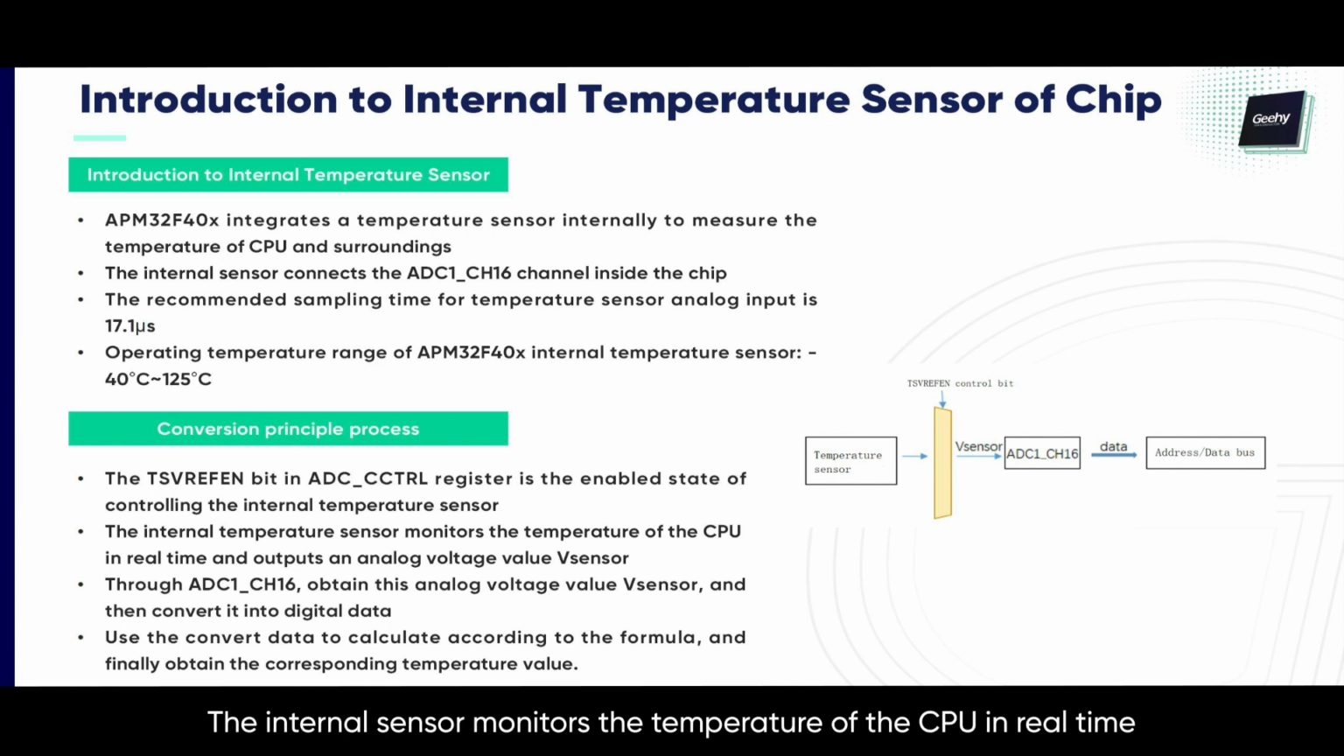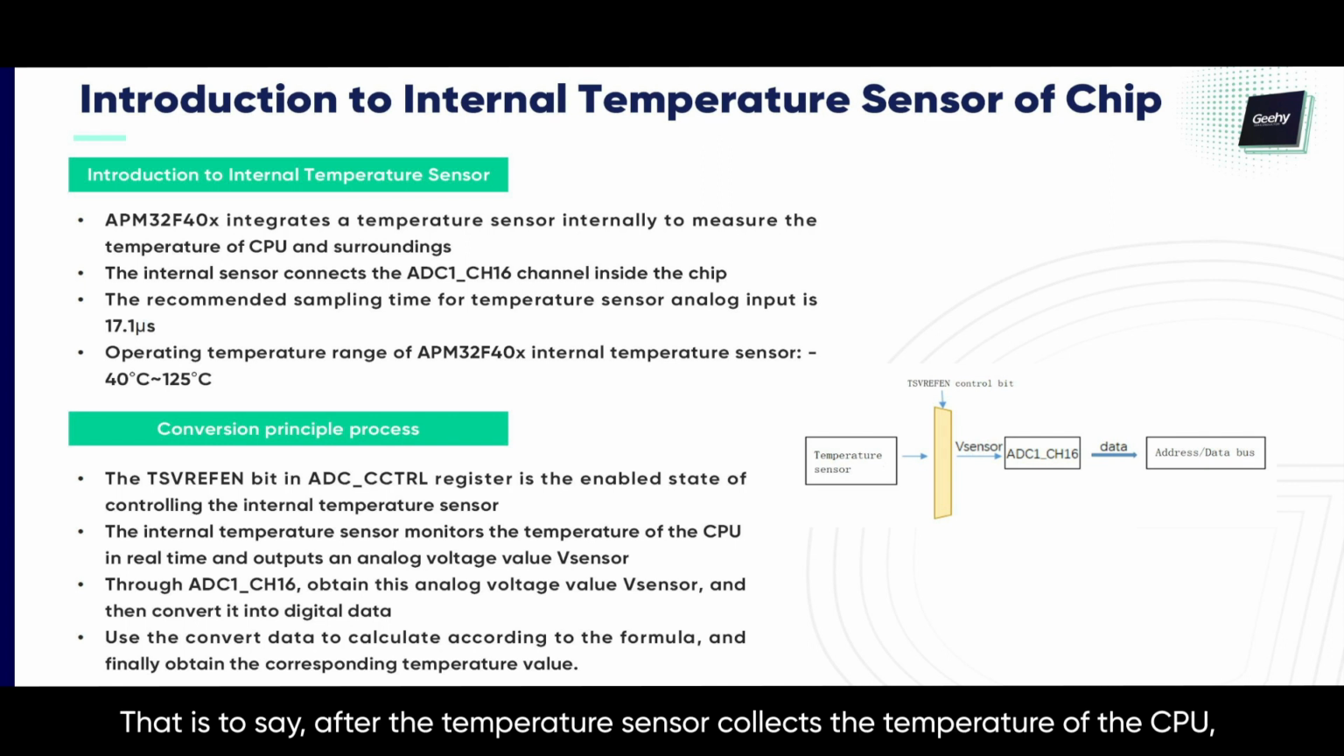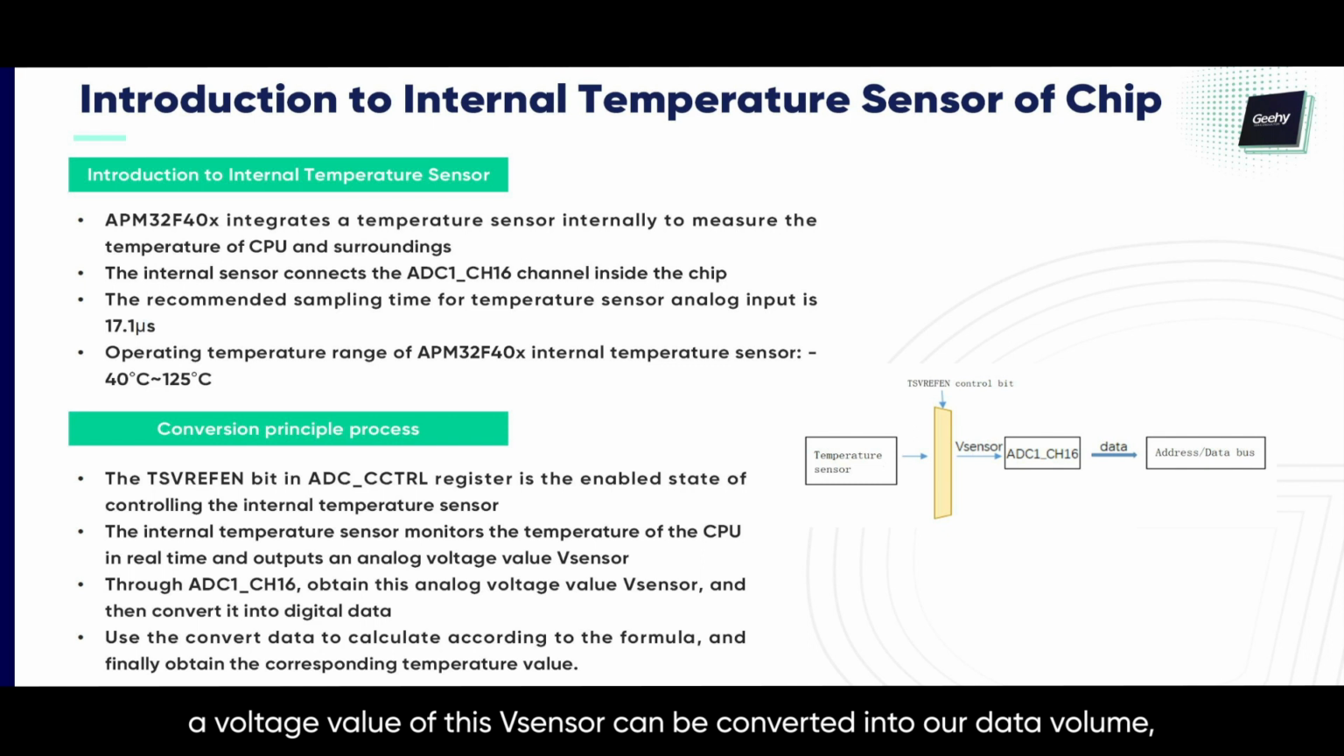The internal sensor monitors the temperature of the CPU in real time and outputs an analog quantity, the voltage value of sensor. That is to say, after the temperature sensor collects the temperature of the CPU, it will output a voltage signal of sensor. Then, the V sensor can be collected through the ADC channel 16. Then through conversion by ADC, a voltage value of this sensor can be converted into our data volume, which is convenient for subsequent calculation.